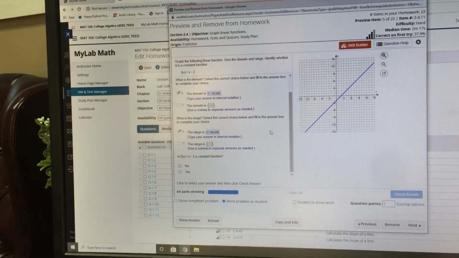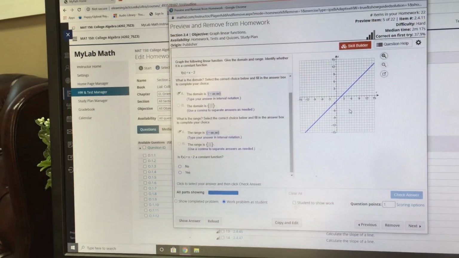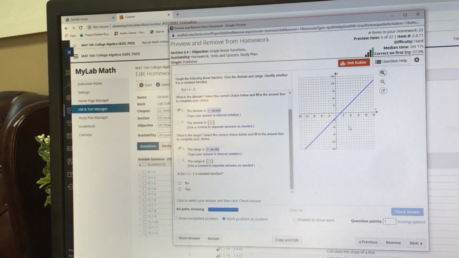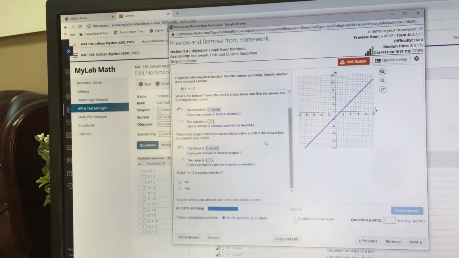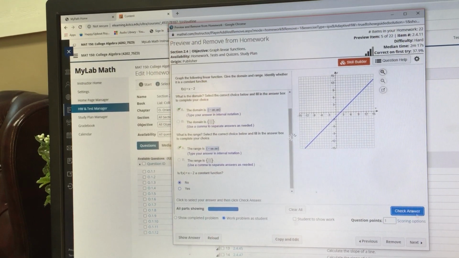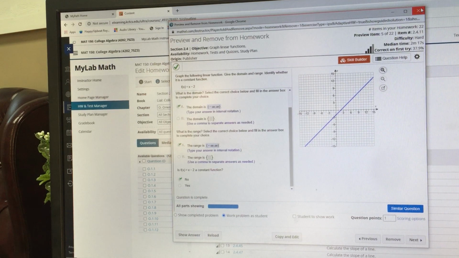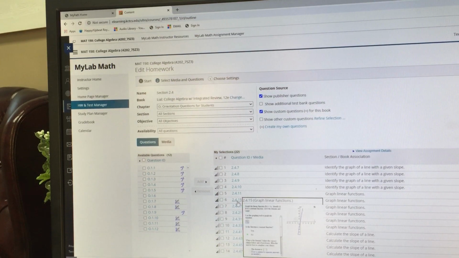Fantastic. Now, is this a constant function? A constant function means that your y value is always the same, which means it has 0 slope. This does not have 0 slope, so no, this is not a constant function. A constant function will have 0 slope. So we've done that one. Let's go to 6.